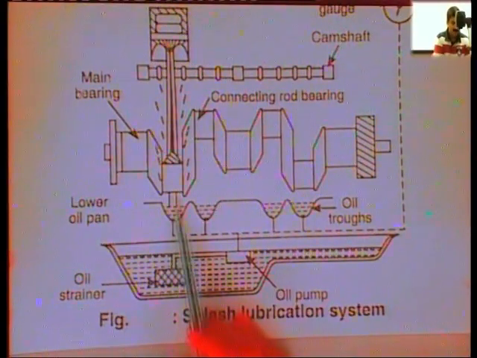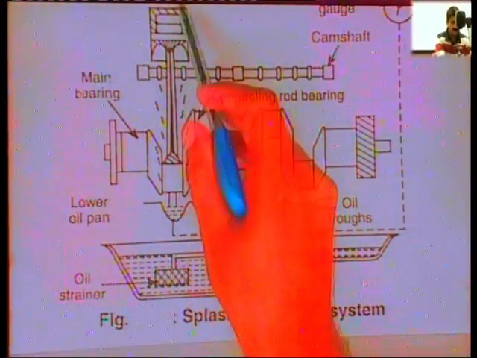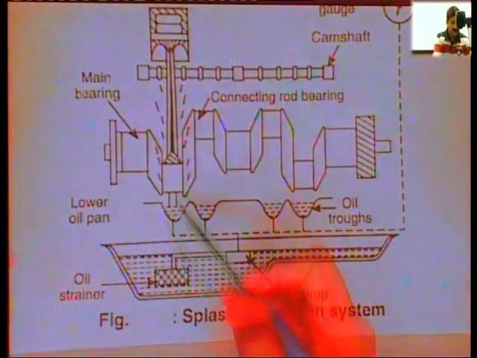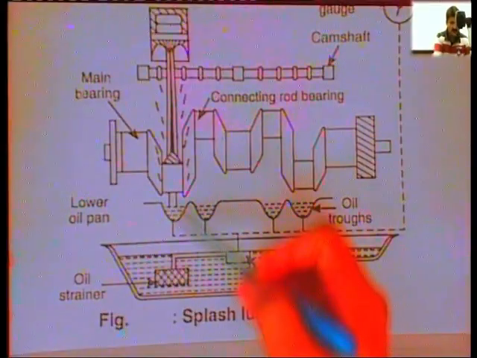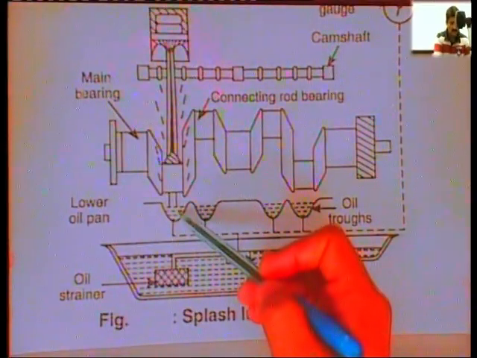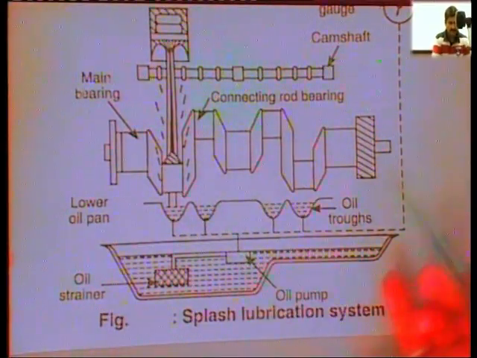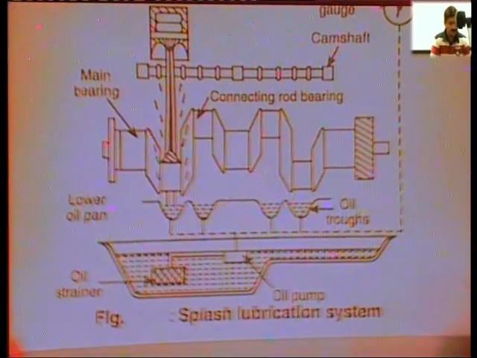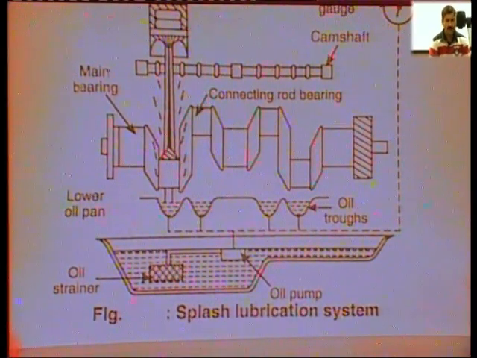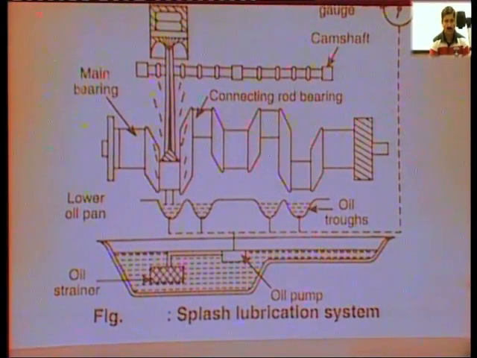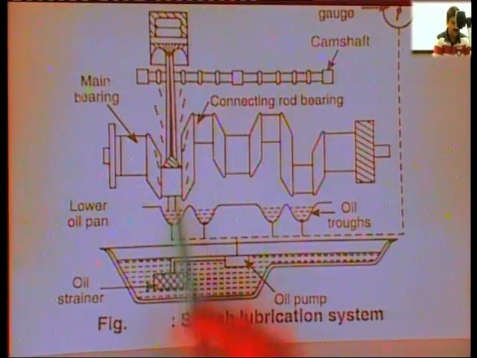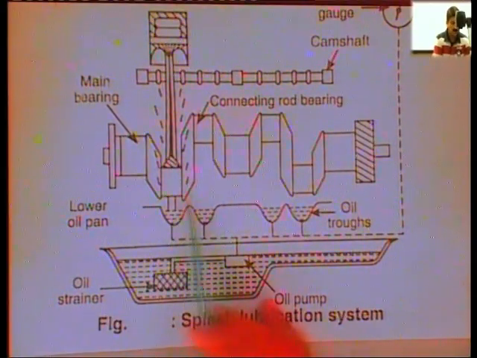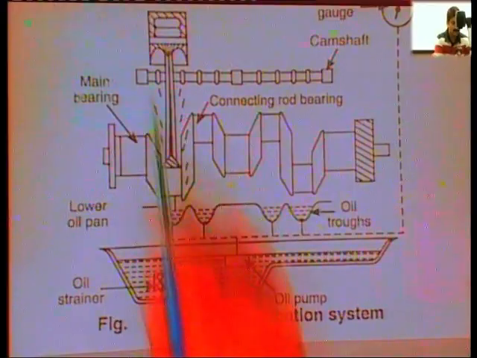These are small oil scoops. When the piston comes from top dead center to bottom dead center, these oil scoops pass through this oil and give it a splash. This is a common example. When you throw a stone into water, you observe a splash comes out of it. So here is the case also. These scoops, when they pass through the oil, give it a splash. You can see this splash all over here.